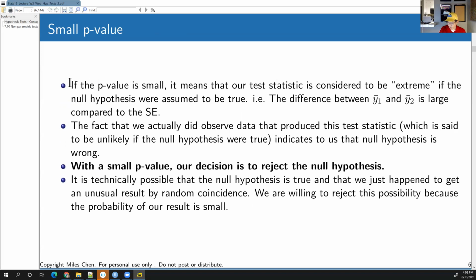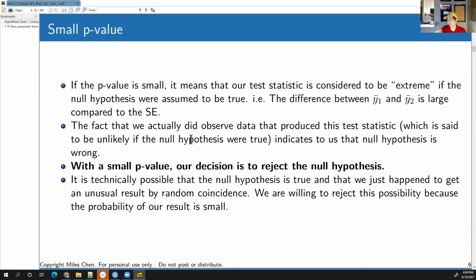Basically, if the p-value we get is small, then that means the test statistic we observe, in our case the difference between y bar 1 and y bar 2, is considered to be extreme if the null hypothesis were to be true, right? So if the null hypothesis were true, we expect y bar 1 and y bar 2 to be equal and to have a difference of 0, and maybe we observe a difference of 12, and then we would say that's a really unusual or really extreme value. Especially when you compare that to the standard error.